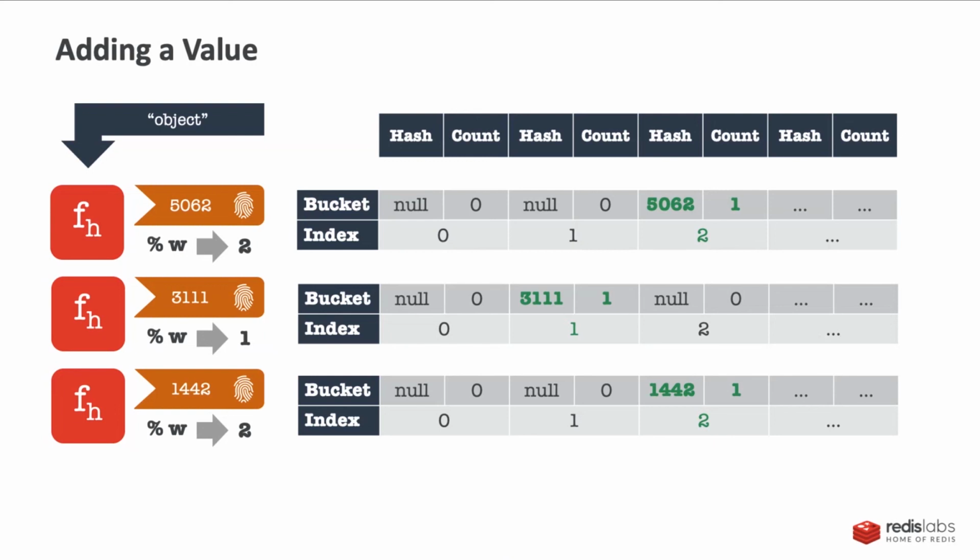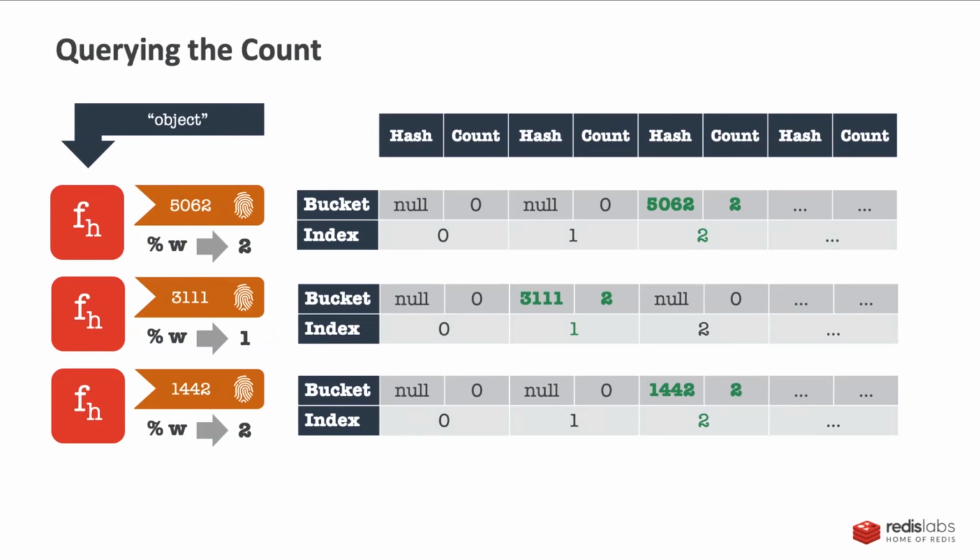Then if we want to add it a second time, we go through the same calculations, we get the same numbers, only this time there's something there. And we look and see that it is the same as our hash. So the hash value in position 2 on the first row is 5062. That's what we computed. So let's just increment the count. Now all these counts are set to 2, which is accurate. We've added object to this heavy keeper twice.